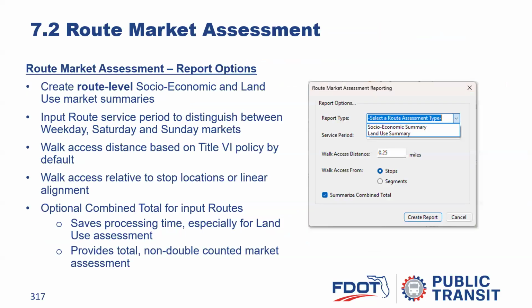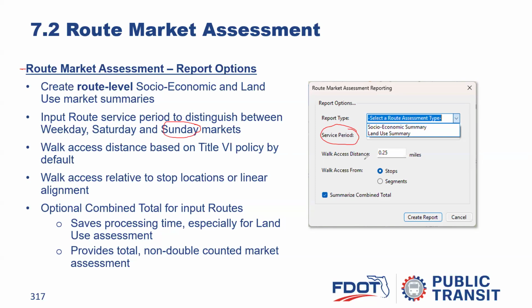Okay, so some of the options. This is the route market assessment tool. So route market assessment creates route level socioeconomic and land use market summaries. You can see you launch this and you have the ability to do socioeconomic or land use. You have the service period, which is weekday, Saturday, Sunday, or all service periods. So if you wanted to see just Sunday markets for your routes, then you could do that. Whatever's in service on Sunday or in service on Saturday, that's where you would select the service period.